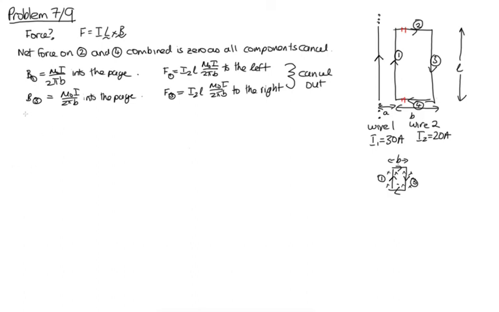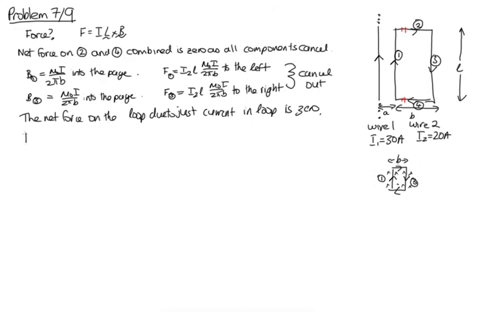So the net force on the loop due to just current in the loop is 0. So basically we've shown that all we need to consider is the force on sides 1 and 3 due to this wire 1. So now we can calculate that.